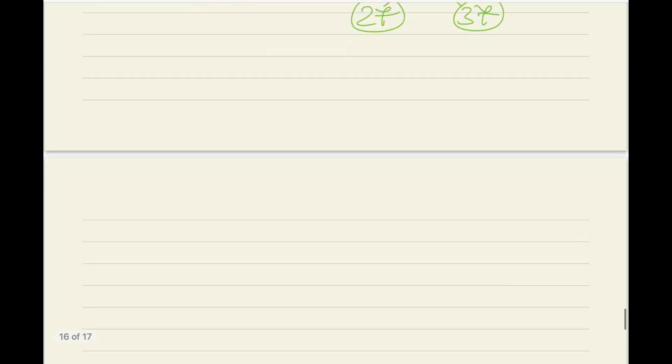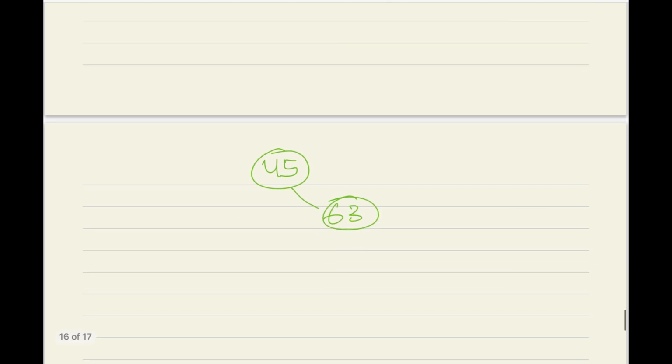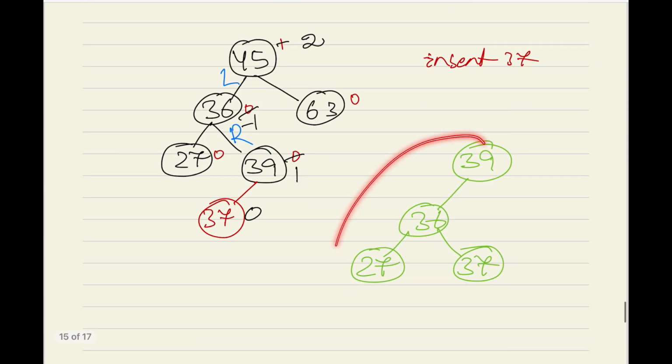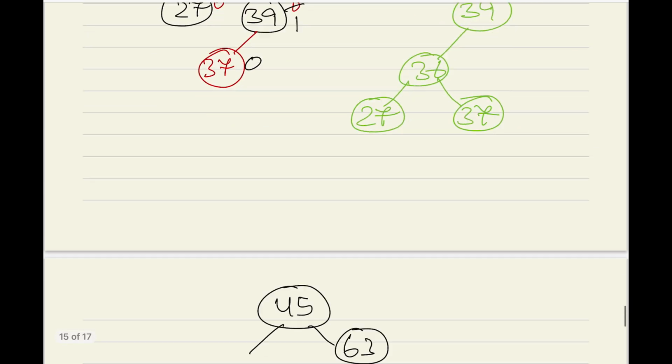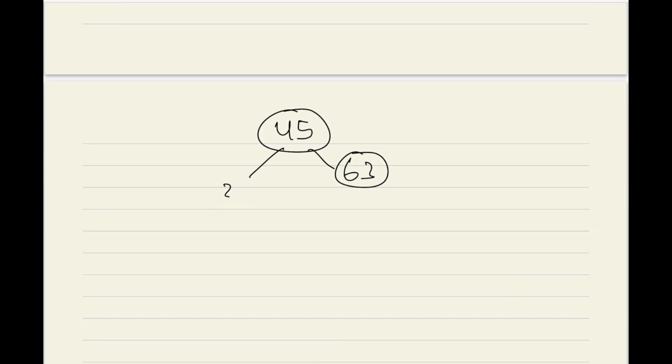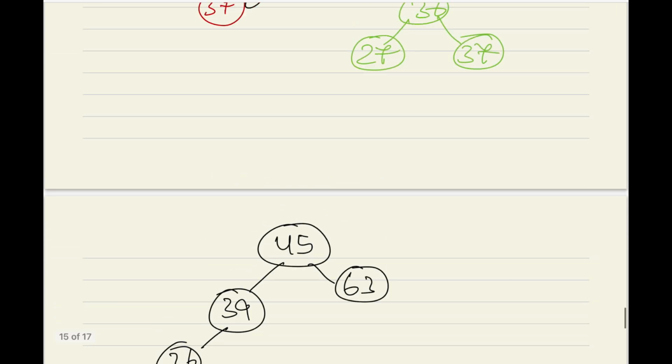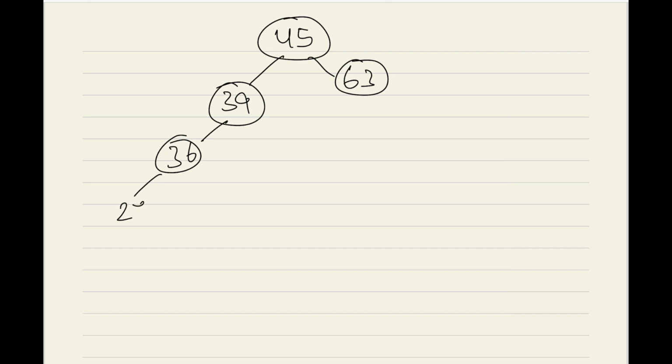So 45, and its right 63, or let me use a different color for clear visibility. So 45, its right is 63, its left. So we have to join this one at the left of 45. So 39, then 36, then 27, 37. Now again we have to perform LL rotation on this node 39, because for LR rotation we have to execute two rotations, one is RR, another one is LL.